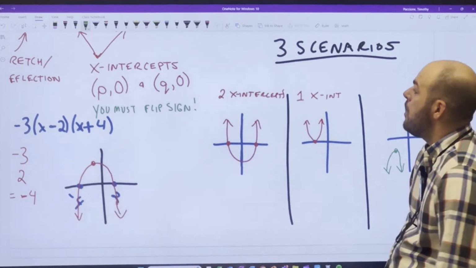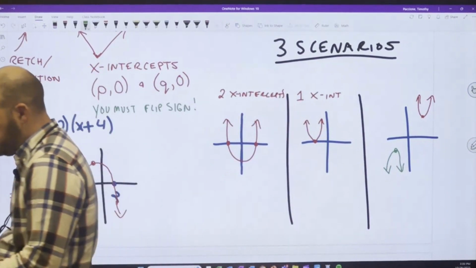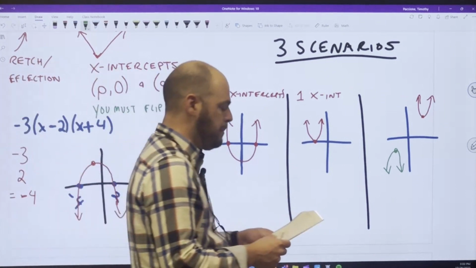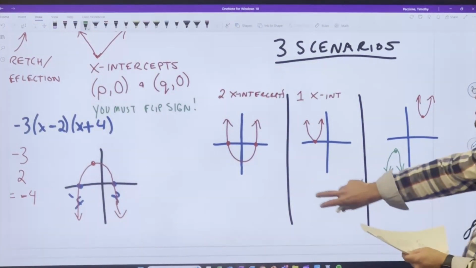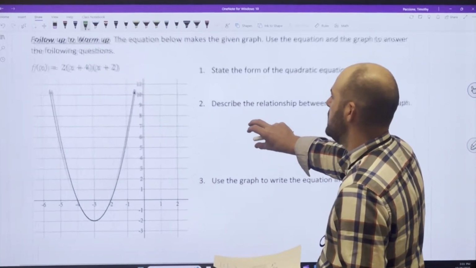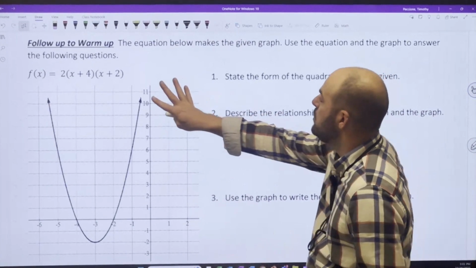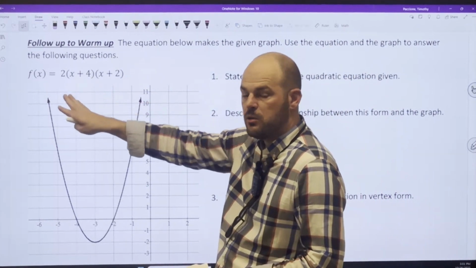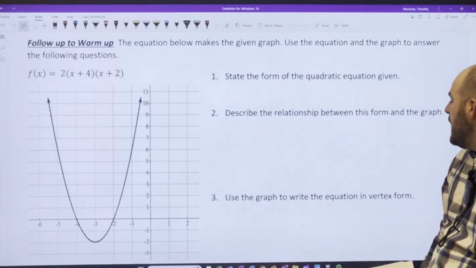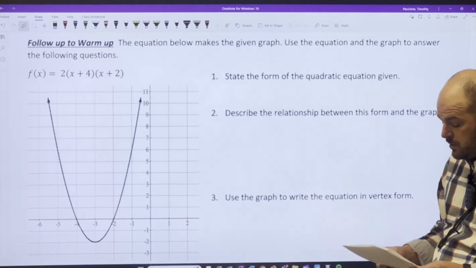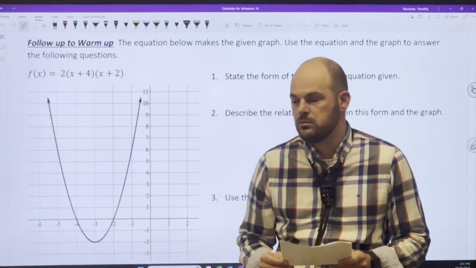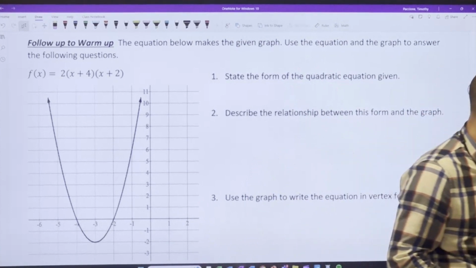All right, let's move on. What I want you to do now is take another look at the warm-up. The graph from the warm-up is on the next page, and you're going to answer some questions with the information you've learned so far. Here's the equation, same equation we were dealing with. Here's the graph. Answer these questions. It shouldn't take too long, and then we'll go over the answers. Then we'll do one more example, and then we'll be done with the lesson.